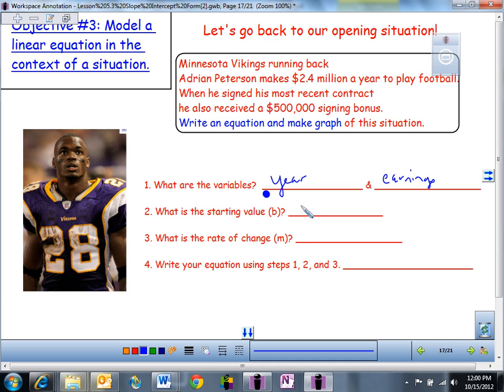So what is a starting value? So $2.4 million is what he starts out with. Actually, is that what he starts out with, or is that what he adds every year he's there? I'm sorry. So he starts out with $500,000 just to sign the contract, and then he makes $2.4 million each year to play. So that's going to be our slope. So this is our b, and this is our m. So write your equation. So we have y equals 2.4 million times the number of years that he plays plus that signing bonus.